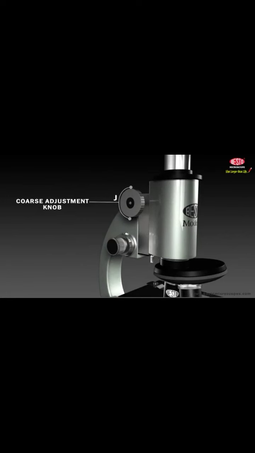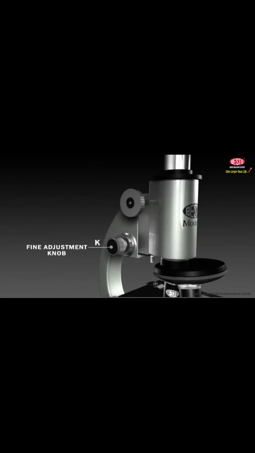The coarse adjustment knob is the large knob used to adjust the position of the body tube, allowing you to quickly bring your sample slide into view. K. The fine adjustment knob is the small knob used to change the position of the body tube by making small adjustments to the focus of your sample. Almost all of our Besto microscopes have both coarse and fine adjustment knobs, but some have only one knob.